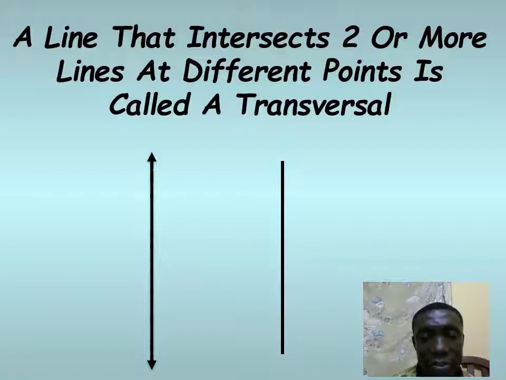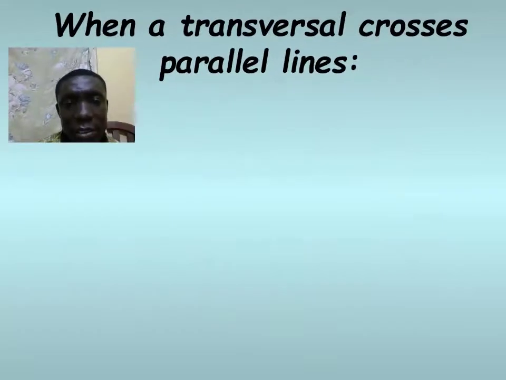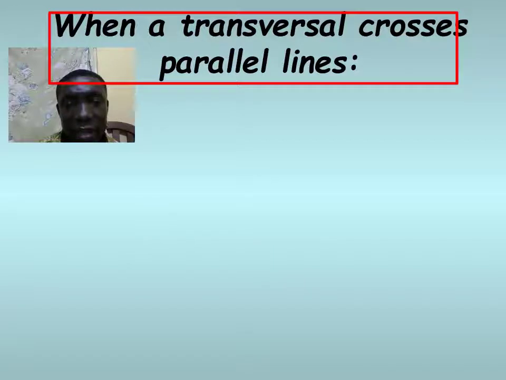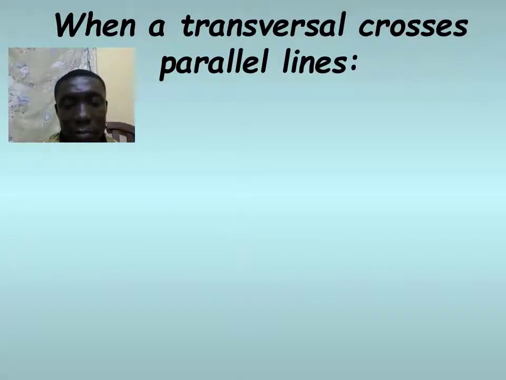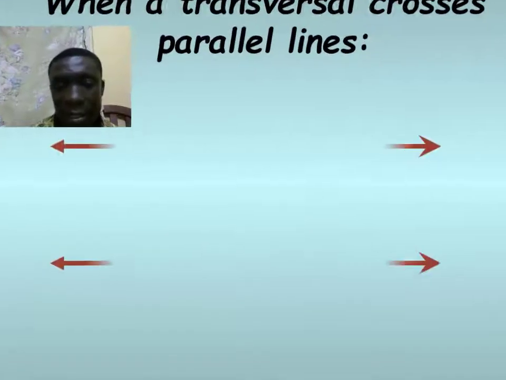So let's see the illustration with the diagram. We can see the parallel lines and the transversal. Take note of the arrows, they are very crucial. When a transversal line crosses parallel lines, we have the properties of parallel lines. We shall be taking note of the properties one after the other. In the interim, let's look at the illustration of parallel lines.